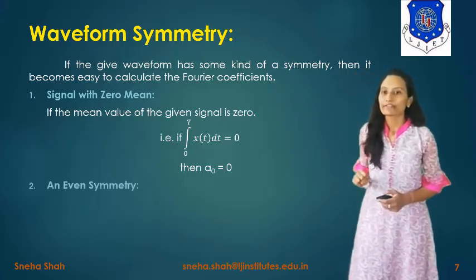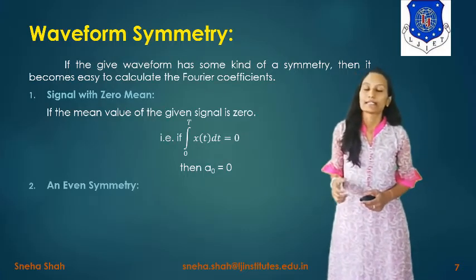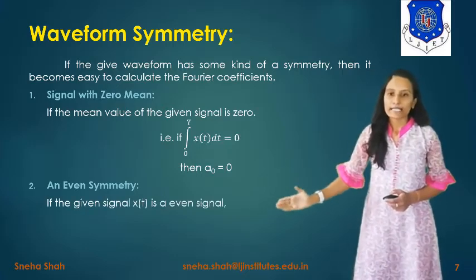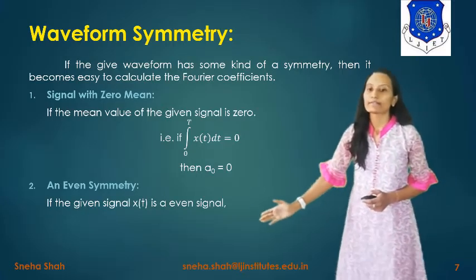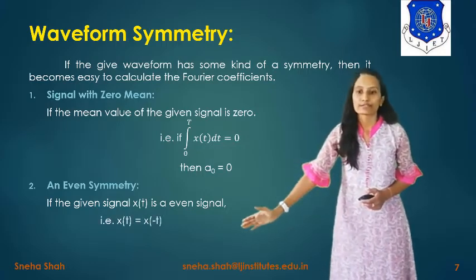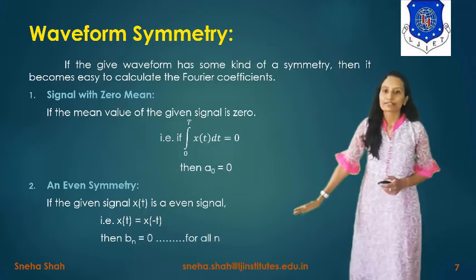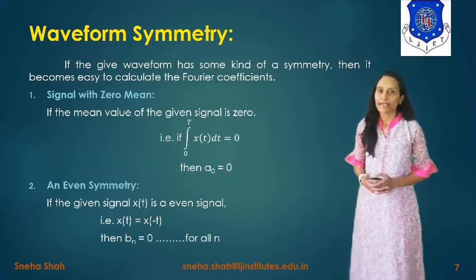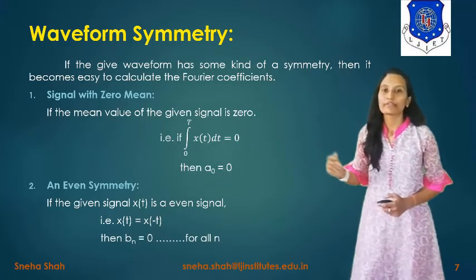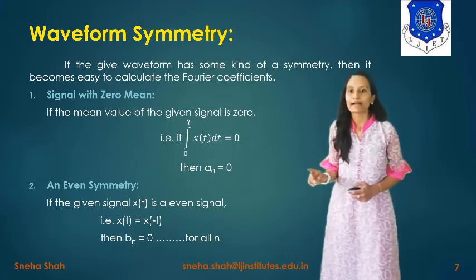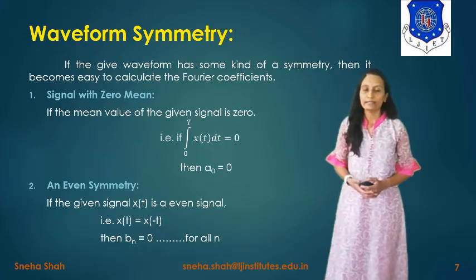Now the second waveform symmetry is even symmetry. What is an even signal? If the given signal x of t is even, then the condition is x of t equals x of minus t. For that, the value of bn equals 0 for all values of n. It means the odd-term coefficients will become equal to 0, so there is no need to find the coefficient bn.